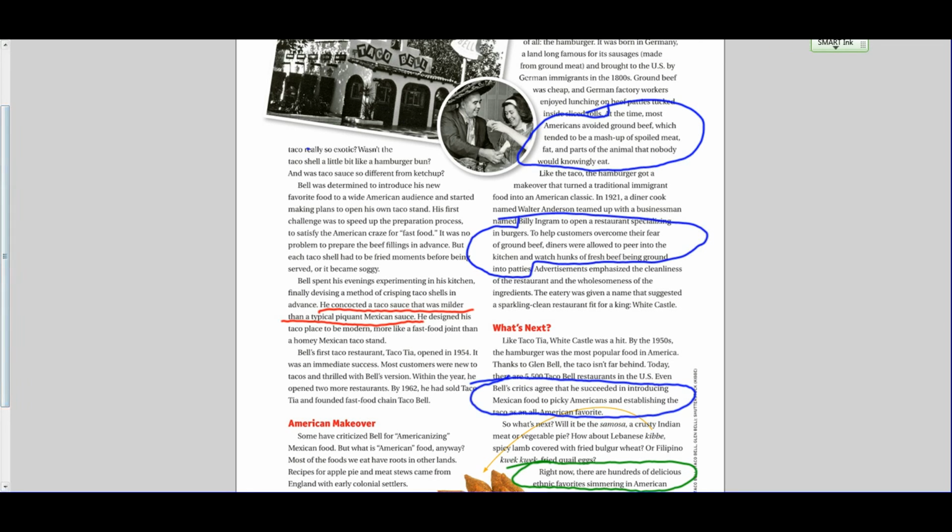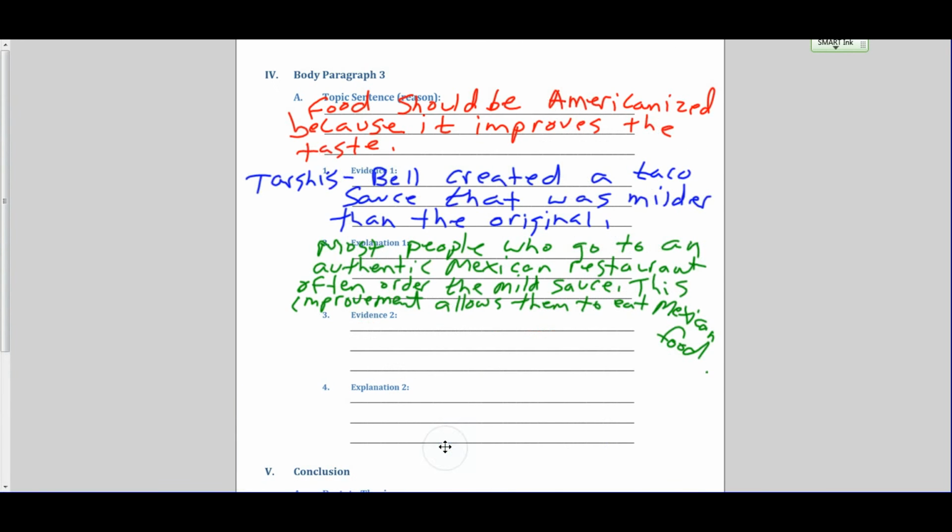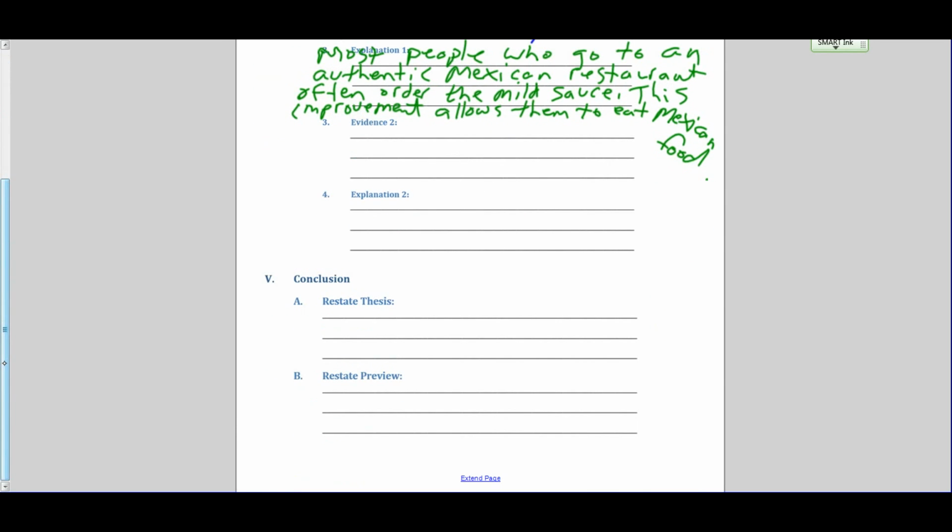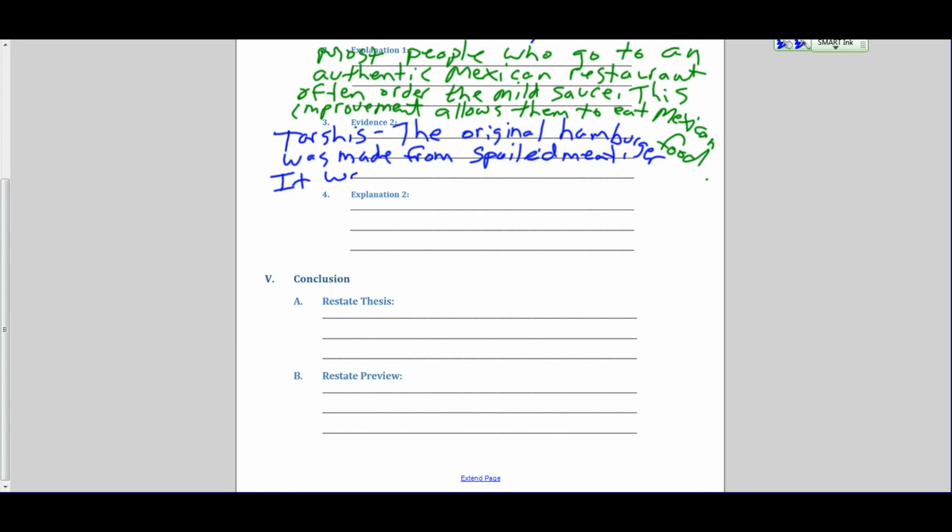First thing I need to do is cite my text. I'm going to go back to my outline. I'm going to cite my text. This also came from Tarsus. I'm going to put the original hamburger was made from spoiled meat. It was improved by being made with fresh meat.